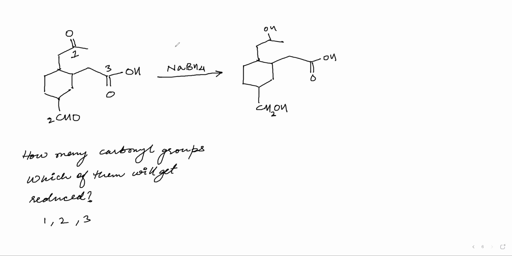So as soon as you see a reducing agent like sodium borohydride or lithium aluminum hydride, you first identify the carbonyl carbons, how many carbonyl carbons there are. Then you go back to that table and reduce the particular carbonyl carbons which can be reduced by the given reducing agent.